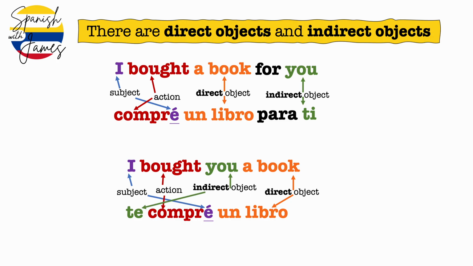So not all sentences have both. If I buy something, it's just one object. If I buy a coffee, the coffee's been bought. If I buy my mum a coffee, then I've bought the coffee, the direct object, for my mum, the indirect object.